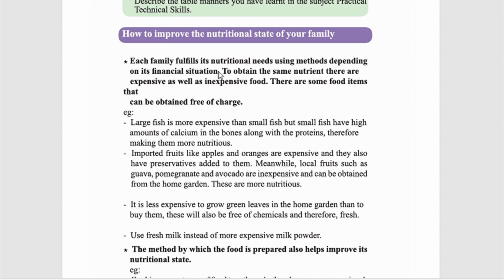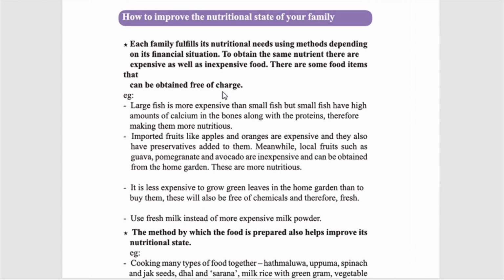But nowadays people have a very complex and busy lifestyle, and that is another problem. We can see the tendency of people to purchase food from outside, which is not a good condition nowadays. Also, there are various methods we use, depending on the financial situation. To obtain the same nutrient, there are expensive as well as inexpensive foods. There are also some food items that can be obtained free of charge.